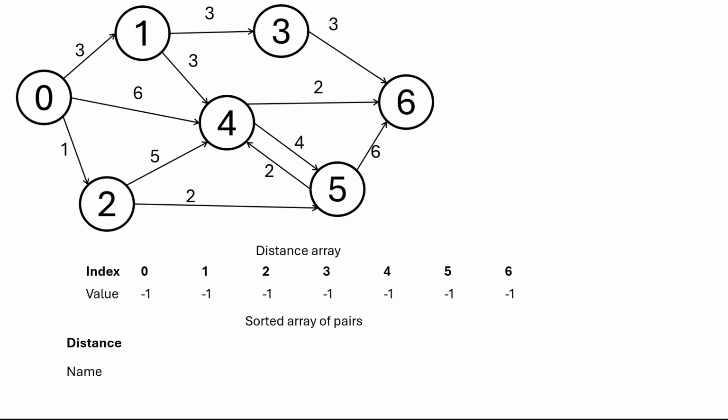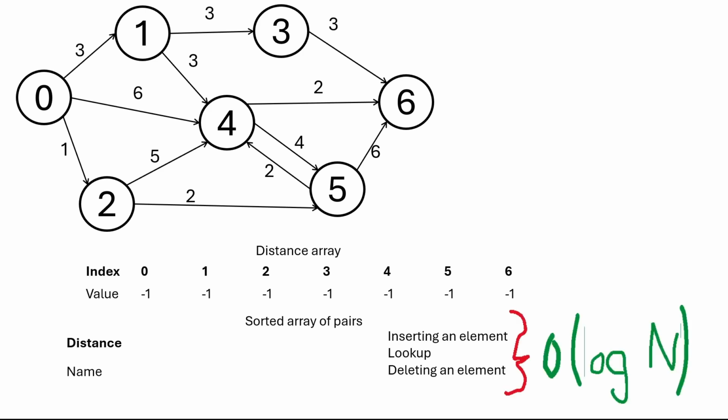We have our graph and the distance array as we described. Additionally, we have a sorted array of pairs. Each pair contains the number of a node and its distance. And we keep them sorted by smallest distance at the first index to largest distance at the last index. The purpose of this array is for us to know at any given moment which node is the one whose edges we should start relaxing.